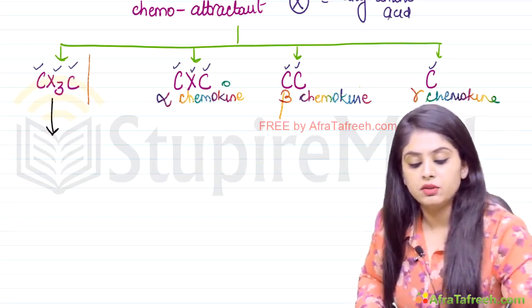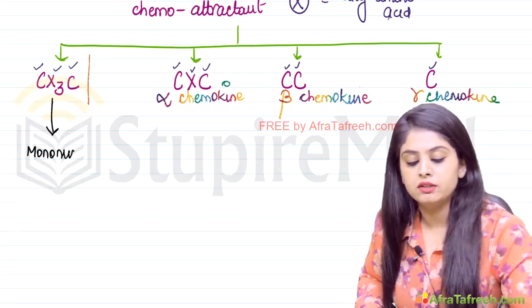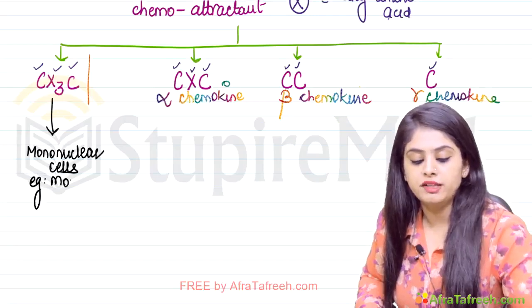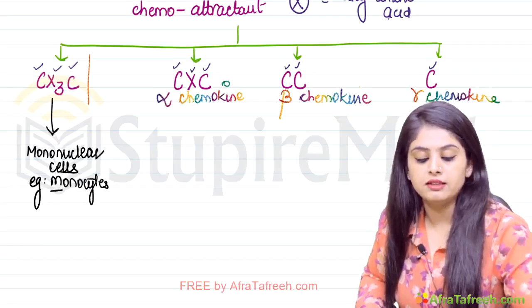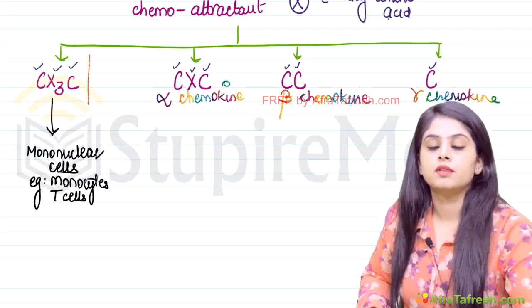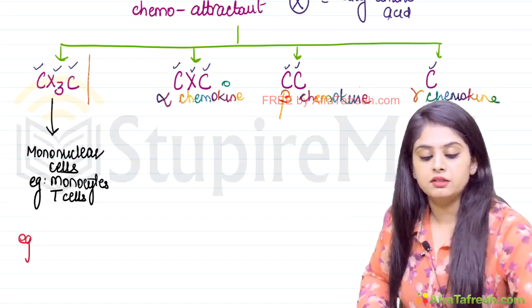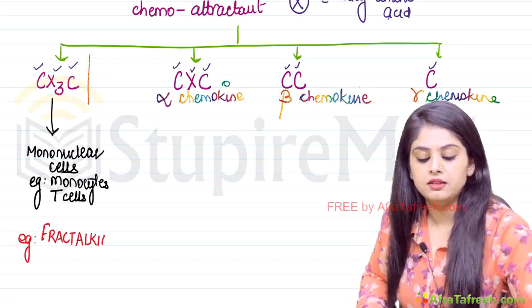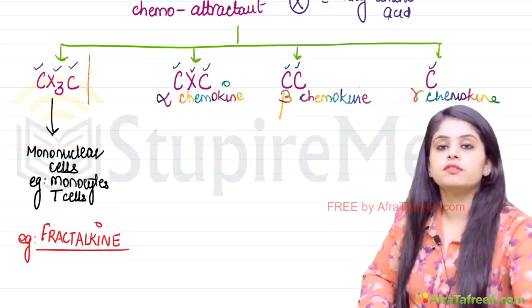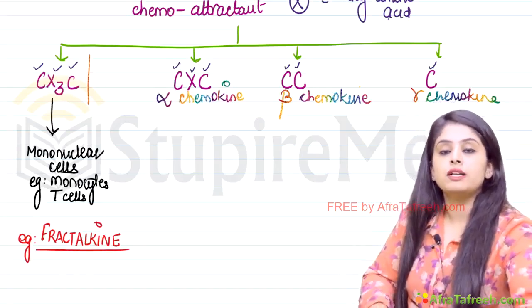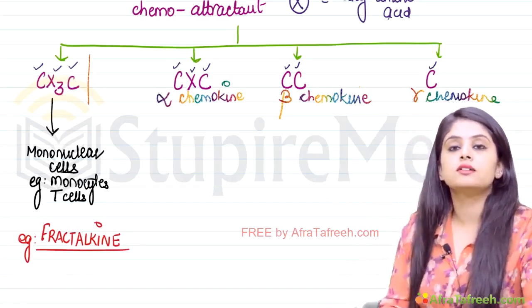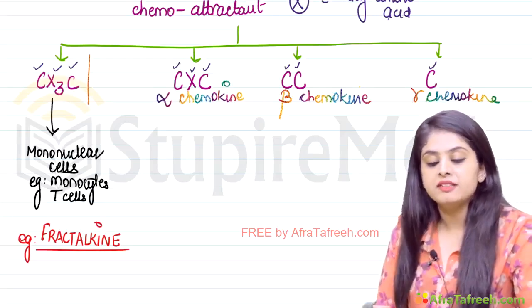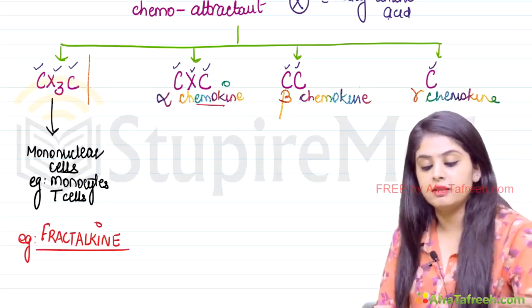CX3C is mainly for the mononuclear cells. Example, the monocytes and the T cells. And an example of this is something known as fractalkine. Fractalkine is an example of CX3C, which is going to attract the monocytes and the T cells, or in other words, simplified mononuclear cells. Example, fractalkine.